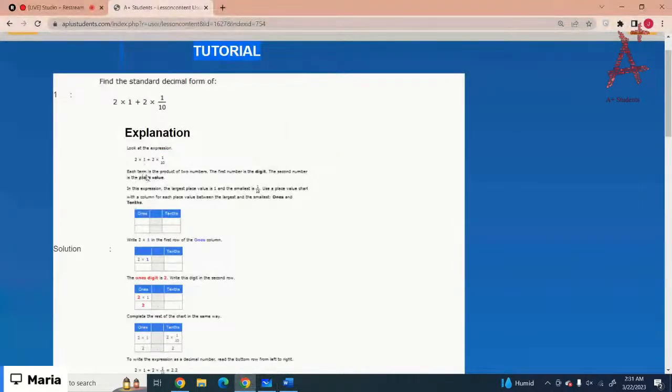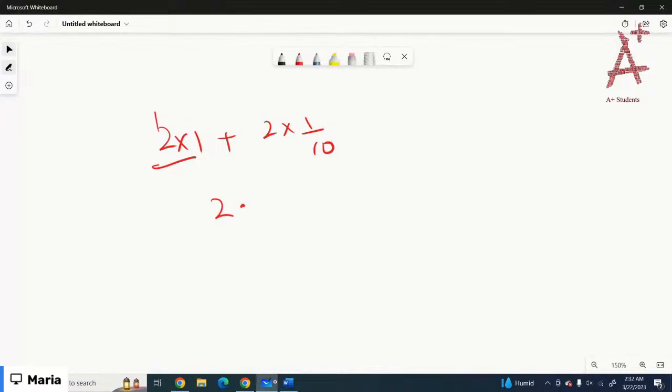Okay, each term is the product of two numbers. The first number is the digit, the second number is the place value. Got it? The first one is the digit and the second one is the place value. So here, this is the digit, this is the place value. This is the digit, this is the place value. It tells you where you have to place this digit. Got it?